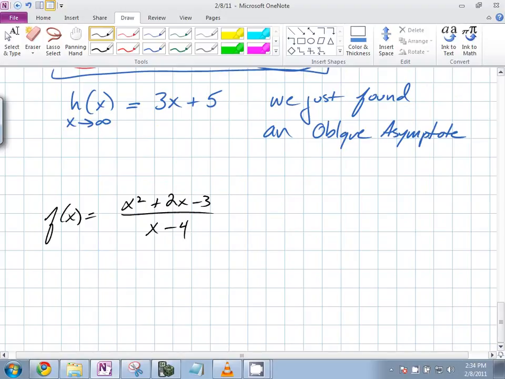Let's see what we can figure out. What do we like to do first? If we're going to do the full analysis, what do we like to do first? We love to factor. Simplify if we can, sure. What's the factor form of the numerator? Someone raise their hand and just tell me what it is.